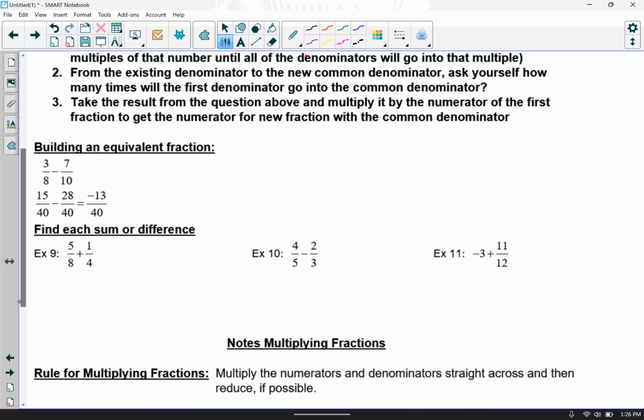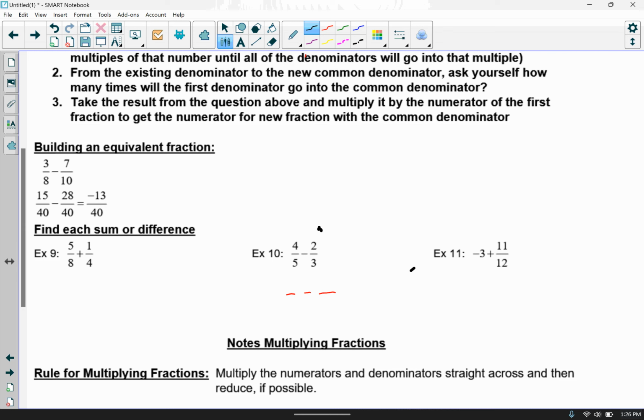So let's come down and look at example 10 and 11 together, okay? Here it says find each sum or difference. In example 10, I'm trying to subtract. I've got different denominators, so I'm going to need to get a common denominator. I'm looking for a number that 5 and 3 will both go into. So again, if you don't know a number that 5 and 3 will both go into, start counting by fives. So I'm just going to make a little list up here for us.